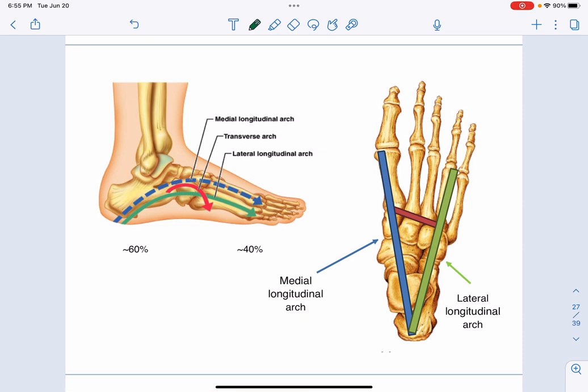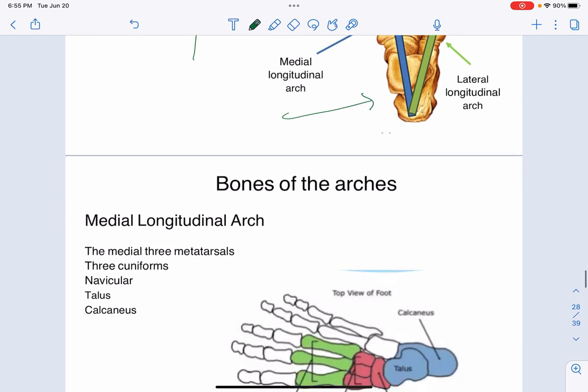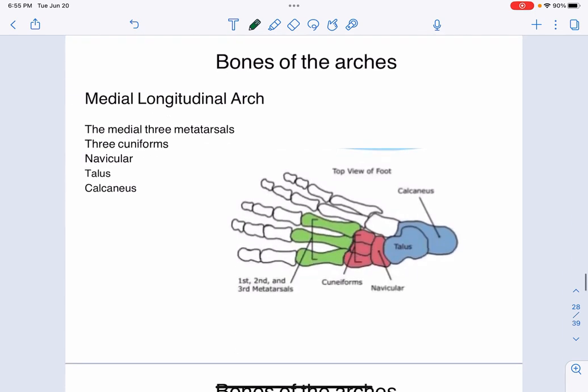So this is a nice picture looking down, showing you the different arches that I was just talking about. There's the medial longitudinal arch on the medial side, a lateral longitudinal arch on the lateral side, where the pinky toe is. And then there's a transverse arch that comes across. And you can see these in a lateral view, how these arches are maintaining our feet.